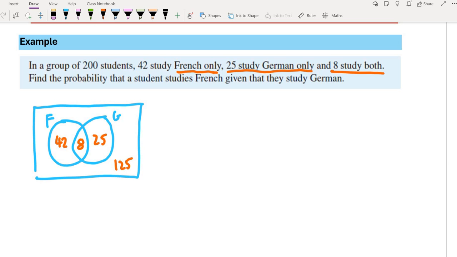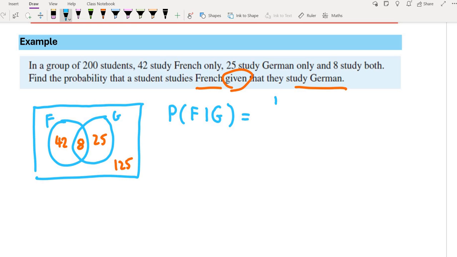And we're looking for the probability of someone that studies French given that they study German. That's what we're looking for. So to find this, we need the probability of F intersection G over probability of G. As you can see, the probability of F intersection G is the 8. It's 8 out of 200.